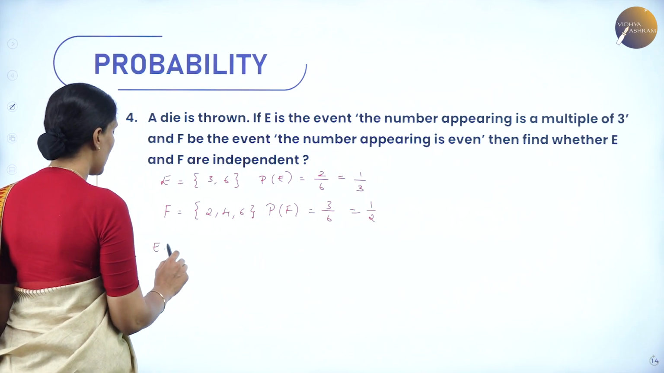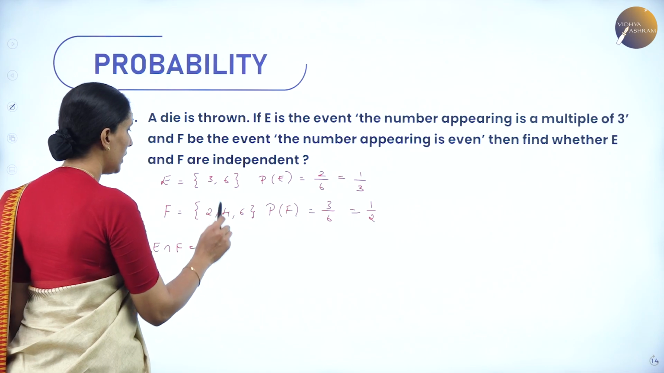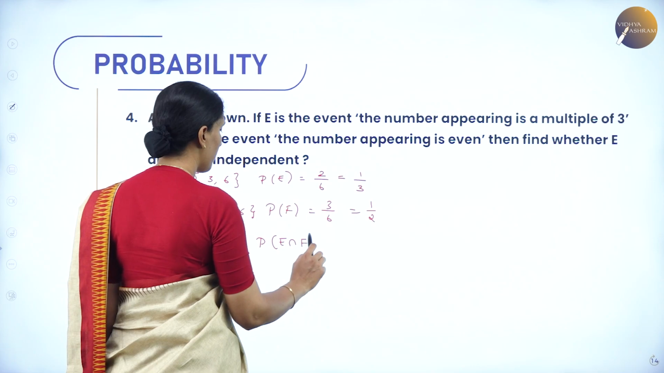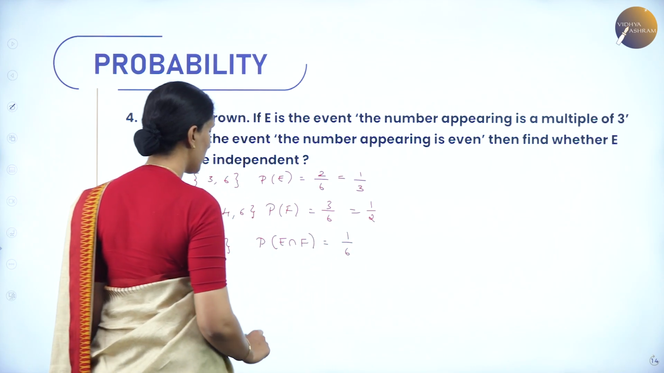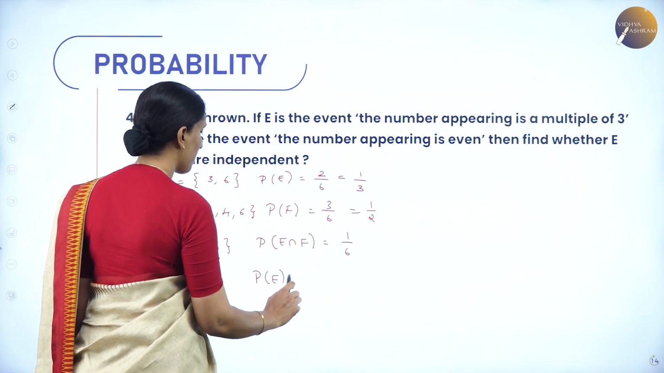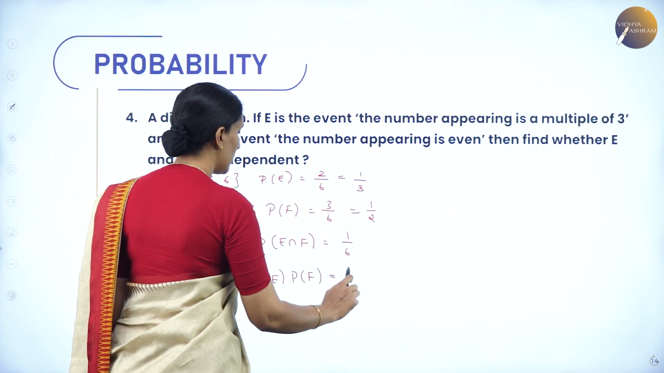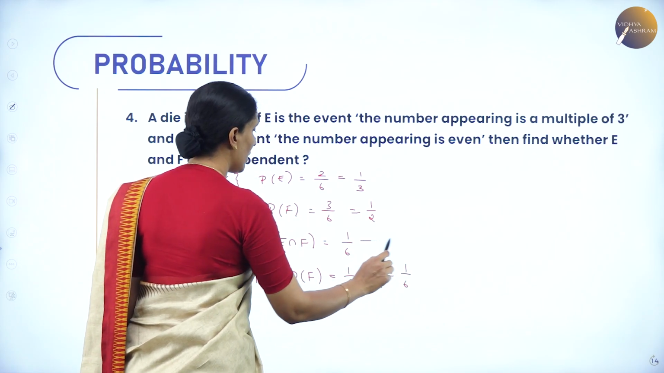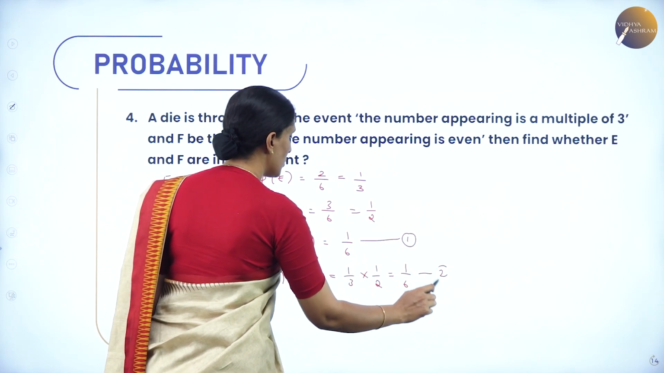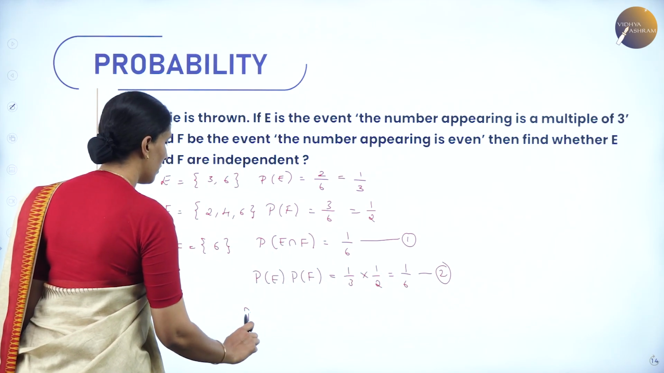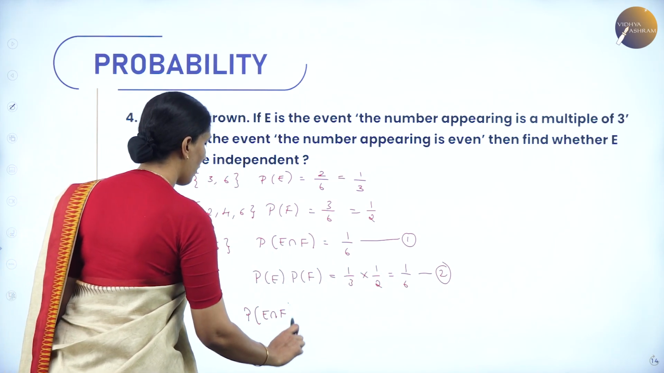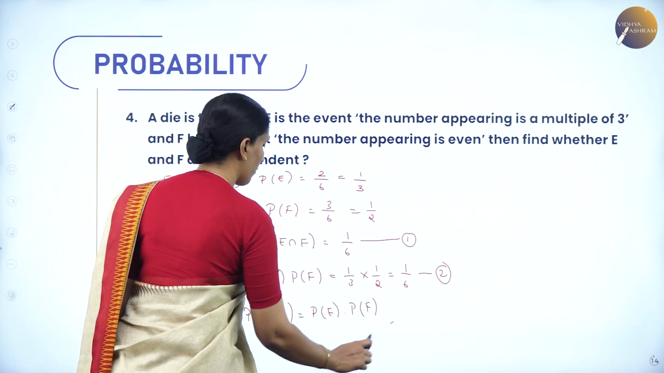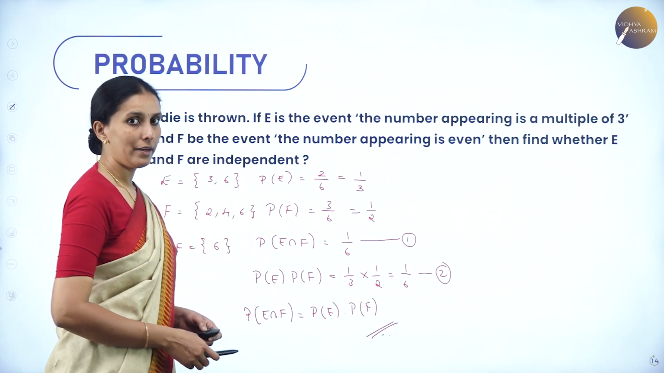Now let's consider E intersection F. E intersection F is 6. So probability of E intersection F is equal to 1 by 6. Now consider P of E times P of F, that is 1 by 3 into 1 by 2, which is equal to 1 by 6. So clearly, from 1 and 2, probability of E intersection F is equal to probability of E into probability of F. Hence, they are independent events.